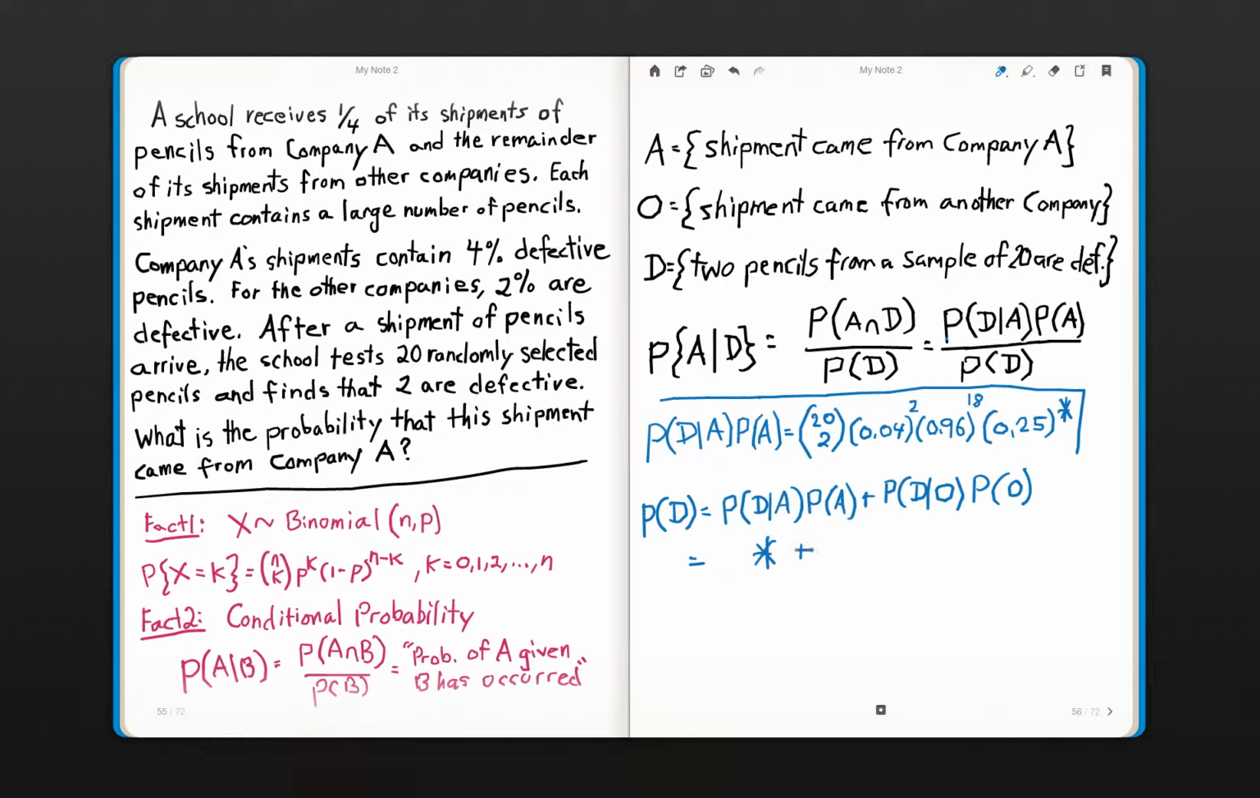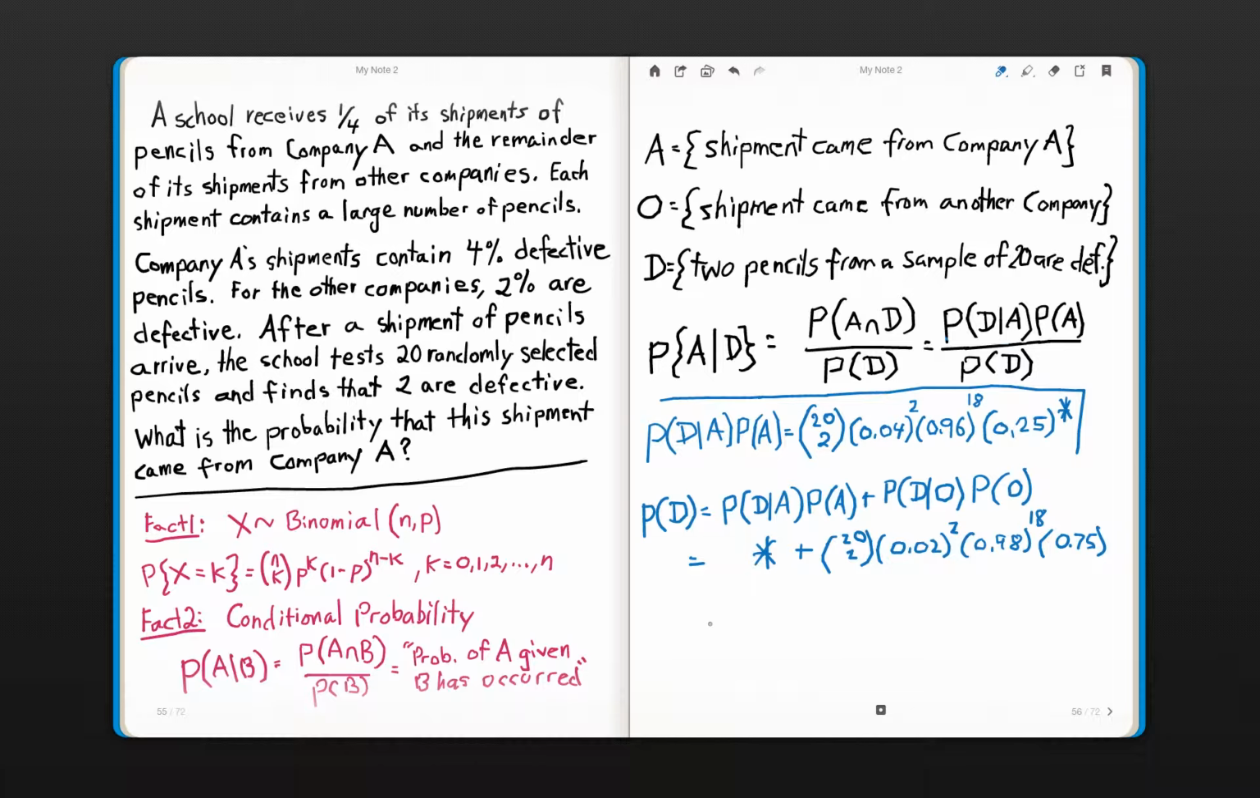and plus, now we just need to compute this piece here, probability of D given it came from another company, and this is very similar to what we have up there. It's still 20 choose 2, but our probabilities have changed. Since it came from another company, 2% are defective, so this would be 0.02 raised to the 2nd power times 0.98 to the 18th power, and then times the probability it came from another company. Well, 1/4 of them comes from A, and the remainder come from the other company.